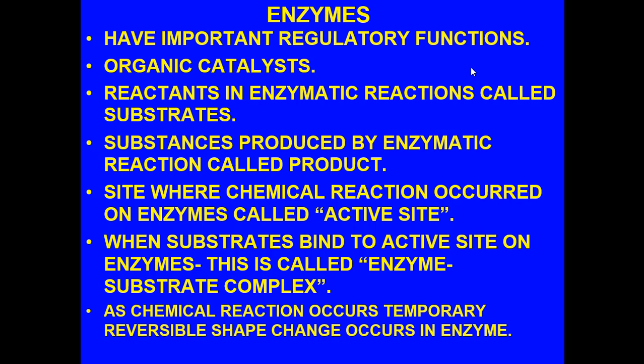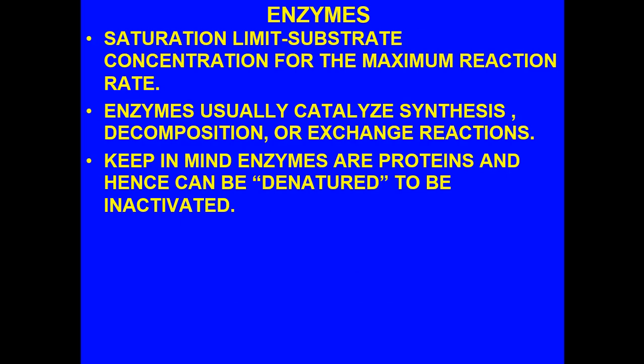As the chemical reaction occurs, a temporarily reversible shape change occurs in the enzyme. And what will happen eventually is the final product will pop out from this active site once the chemical reaction has occurred. Now, there's a term you need to be aware of, saturation limit. This is the substrate concentration for the maximum reaction rate. In other words, you can just add so much of the substrate. And the enzymes, because they're constantly doing these reactions and then kicking out the products and doing more reactions, but you can overload them.